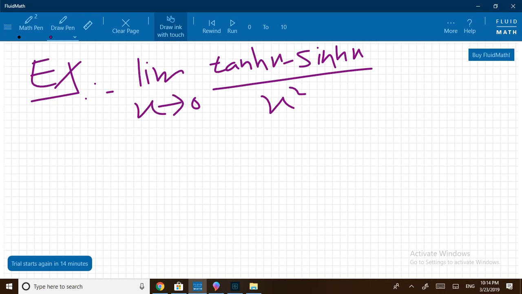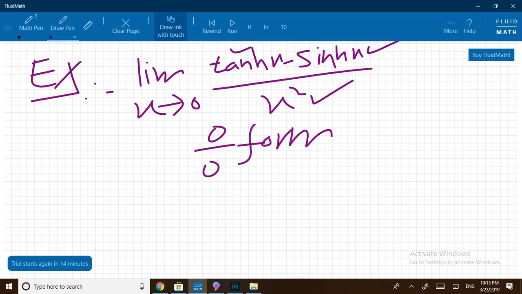In this question, if I put the direct limit, then tanh 0 means 0, and sinh 0 also means 0. So 0 minus 0 means 0. When we apply the limit on x squared, we again get 0. So can we say that it is 0 divided by 0 form? Of course, it is 0 divided by 0 form, which is also called indeterminate form.